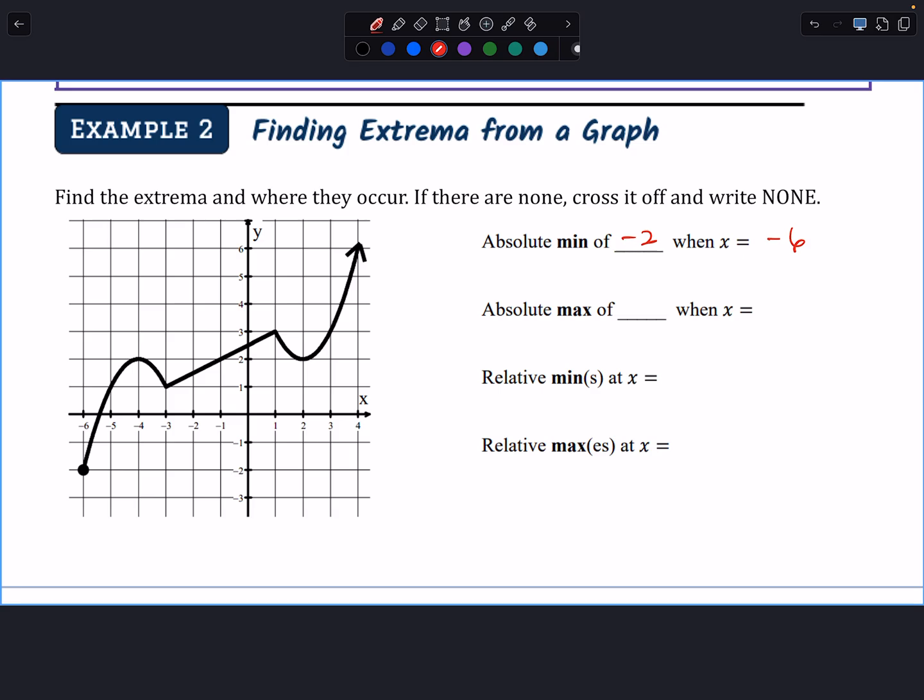So this next one's tricky. Is there an absolute max? So is there an absolute highest value? So this is the lowest value, right? If I'm following the graph, it looks like it's going down, then goes up, then goes down, then goes up, but does it ever stop? No. So do we actually know where it actually stops? Is there an absolute max? We could technically say infinity, but we're not going to do that. So this doesn't happen. So I'm just going to say none.